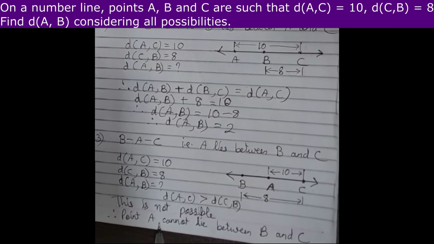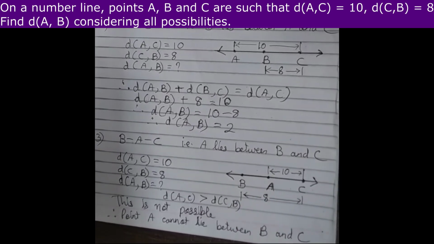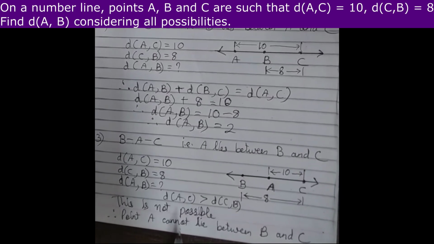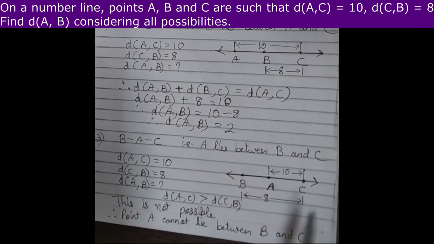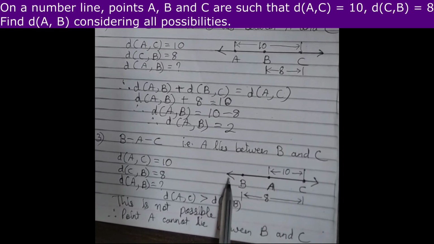Therefore, point A cannot lie between B and C. So here we are writing the reason: because this distance is greater than the full distance, this case is not possible.